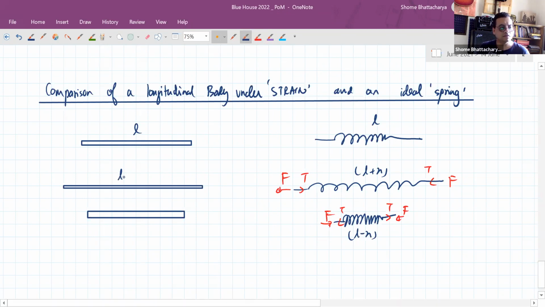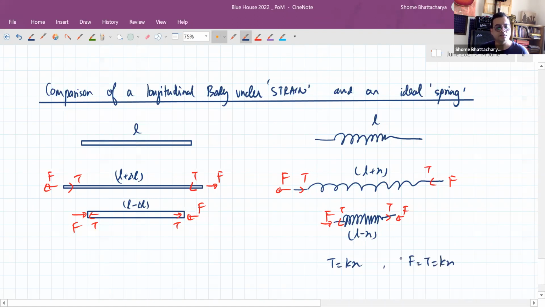So similarly here, if we are elongating it under the action of external force like this, or we are compressing it under the action of external force, you'll see that here tension has a magnitude of kx. So F is equal to T equal to kx for both of these, whether we are talking about this diagram or this diagram, and the elastic potential energy of the spring is given by the formula half kx square.